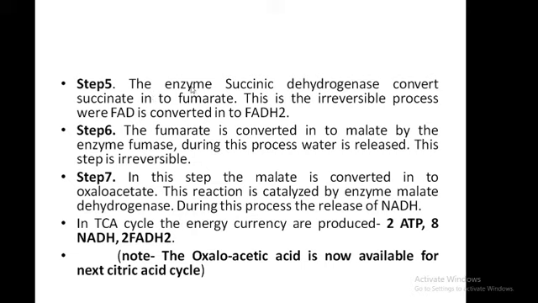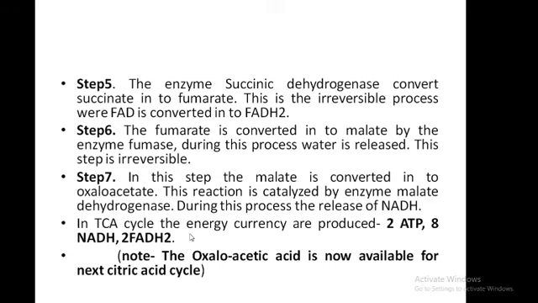Step number 5. The enzyme succinate dehydrogenase converts succinate into fumarate. This is an irreversible process where FAD is converted into FADH2. Step number 6. The fumarate is converted into malate by the action of the enzyme fumarase. During this process, water is added. This is an irreversible step. Step number 7. In this step, the malate is converted into oxaloacetate. This reaction is catalyzed by the enzyme malate dehydrogenase. During this process, NADH is released.